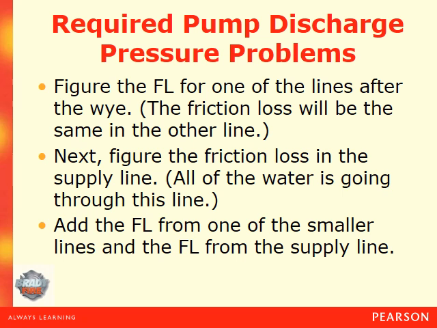So let's put all our steps together. You're going to figure the friction loss for one of the lines after the Y. Next, figure the friction loss in the supply line, and then add the friction loss from one of the smaller lines and the friction loss from the supply line to the appliance to get our required pump discharge pressure.